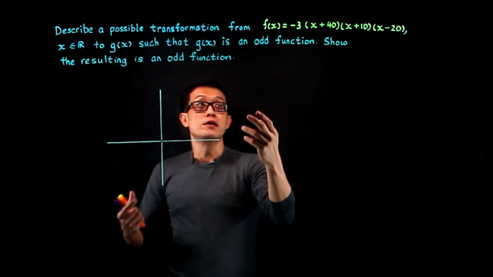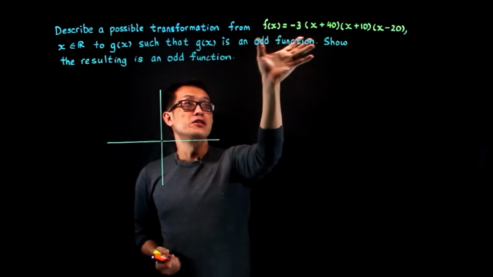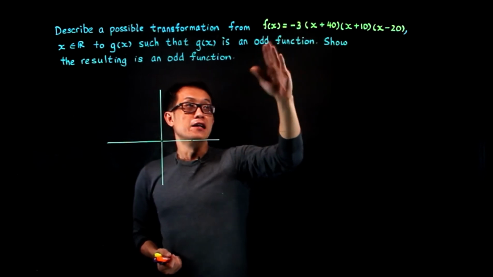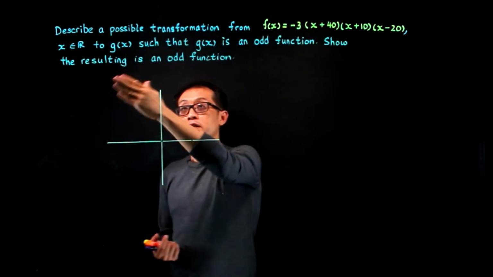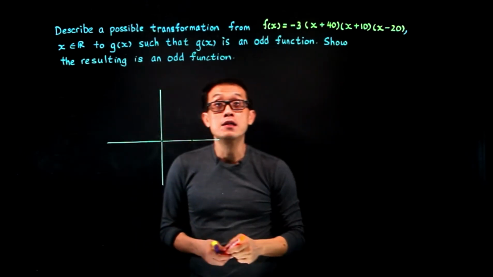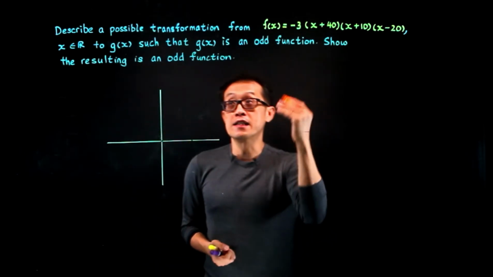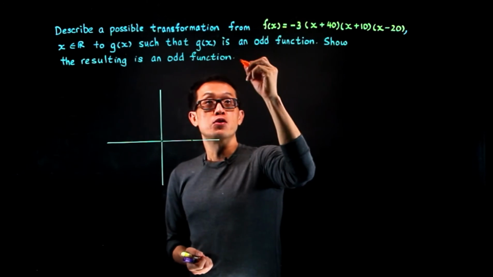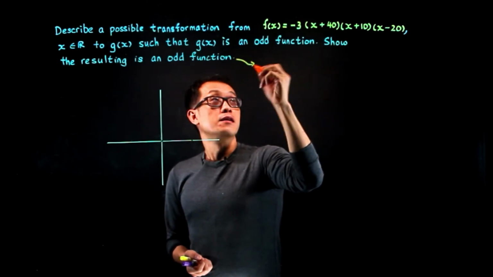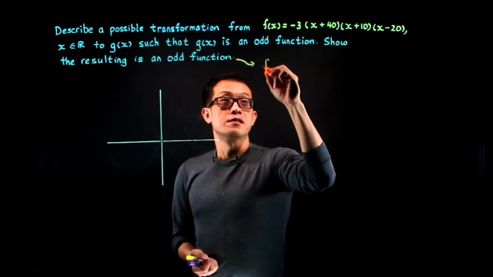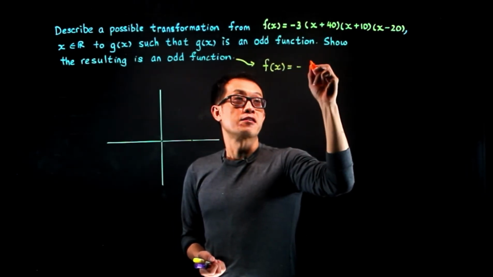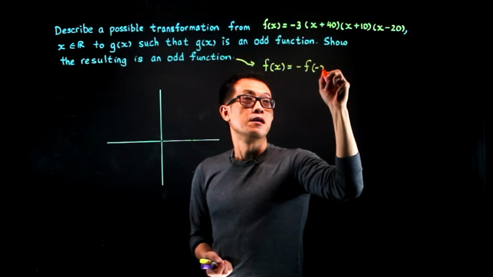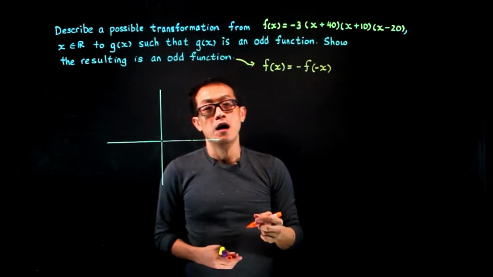So what is required is we have to do a certain transformation to f of x, and the new function is an odd function. After that, you have to show that the resulting function is an odd function. To show that it is an odd function, you must show that it satisfies this criteria. Let's test h of minus x. What will I get? I will get 1 plus 2 over minus x plus 9 over 2.